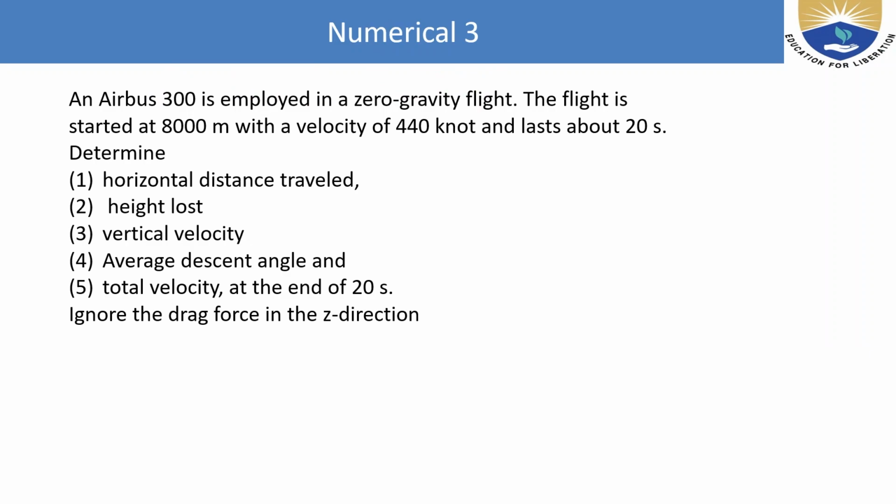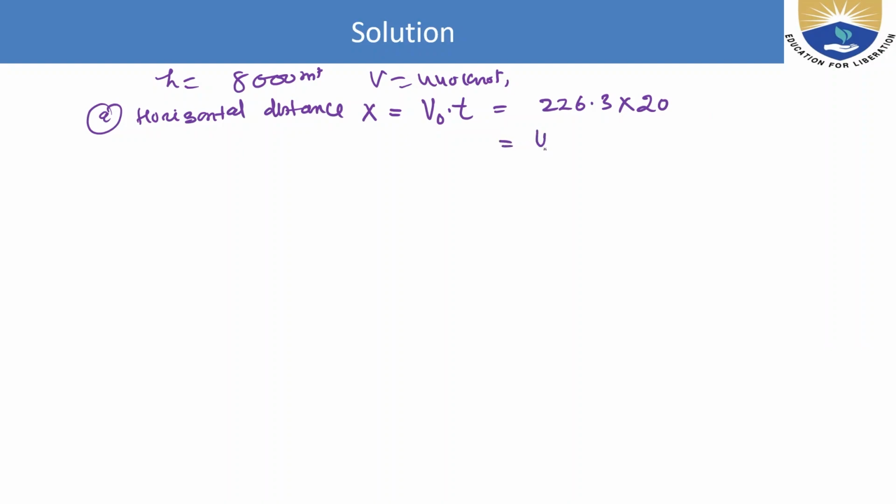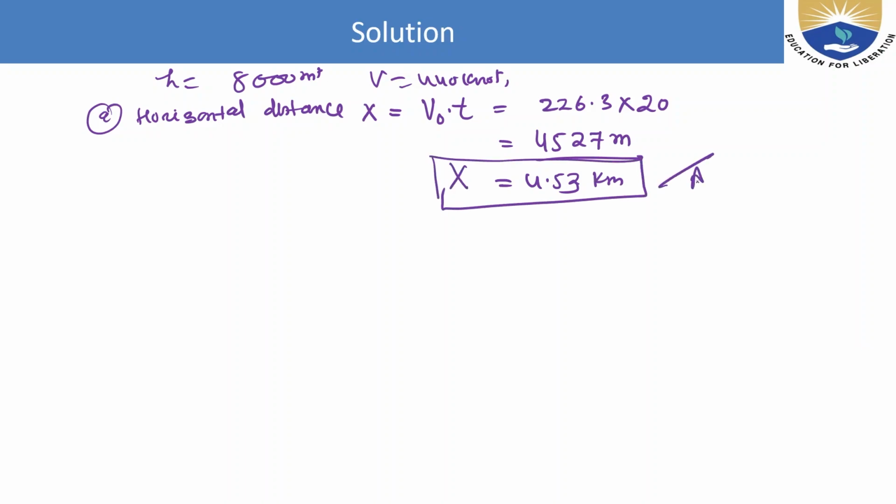The flight started at 8000 meters. So you have here H is equal to 8000 meters, and we have the velocity here, 440 knot, and we have to find out the horizontal distance x. So we know that the horizontal distance x is equal to V naught into time t. V naught is given as 226.3 and time is 20. So you will get here 4527 meter, or 4.5253 kilometer. So this is the horizontal distance. This is the first answer.